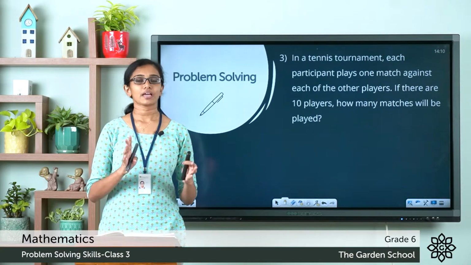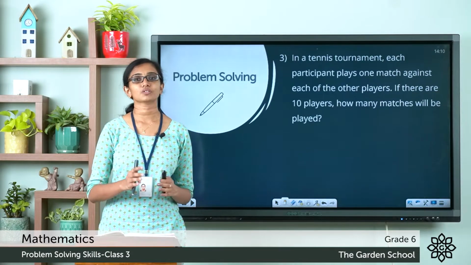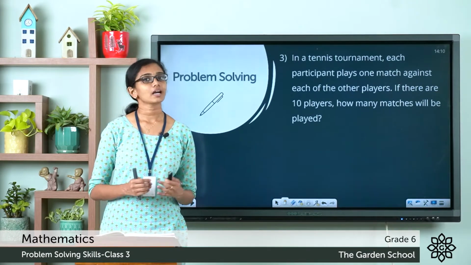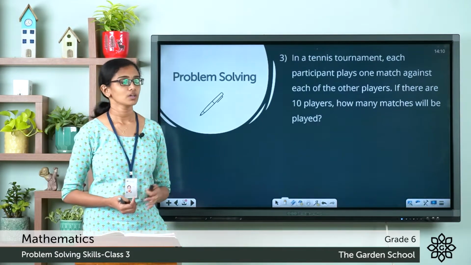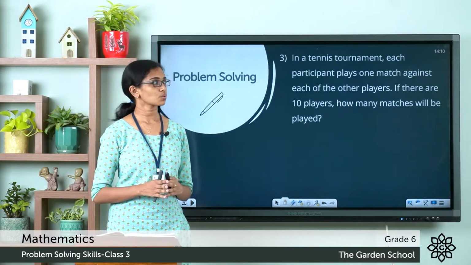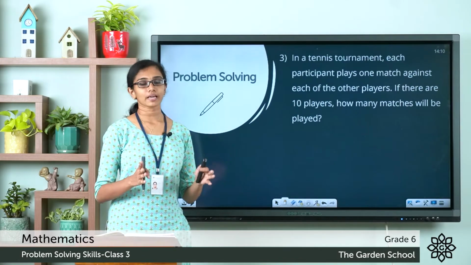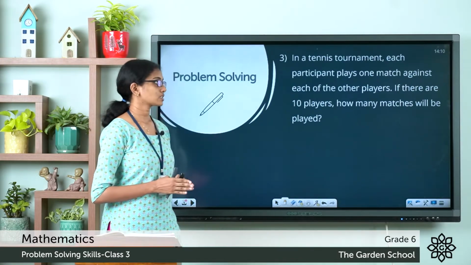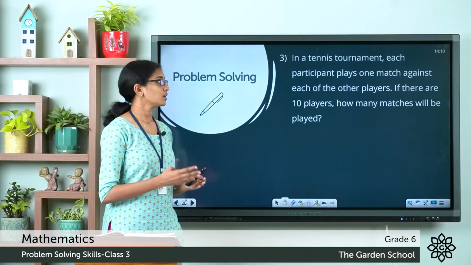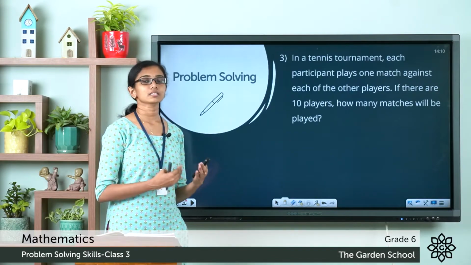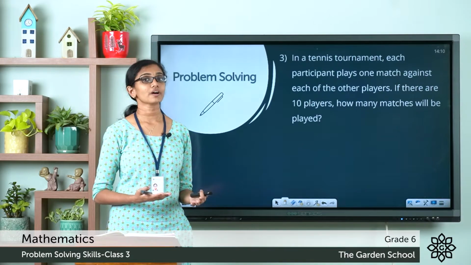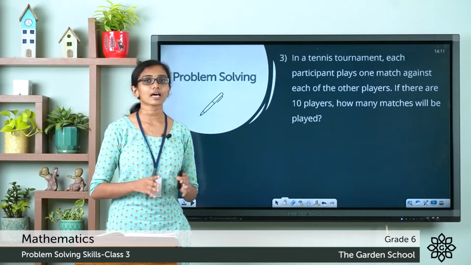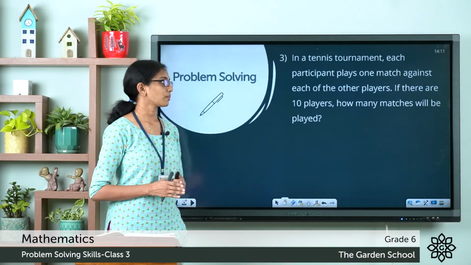So as in the case of any problem solving, the first step is to read and clearly understand what is given to you and what is being asked to find out. So here it says there is this tennis tournament, and how many players are there? There are 10 players. Each player will play a game against all the other players. So if that is the case, we need to find out how many total matches are played in this tournament.